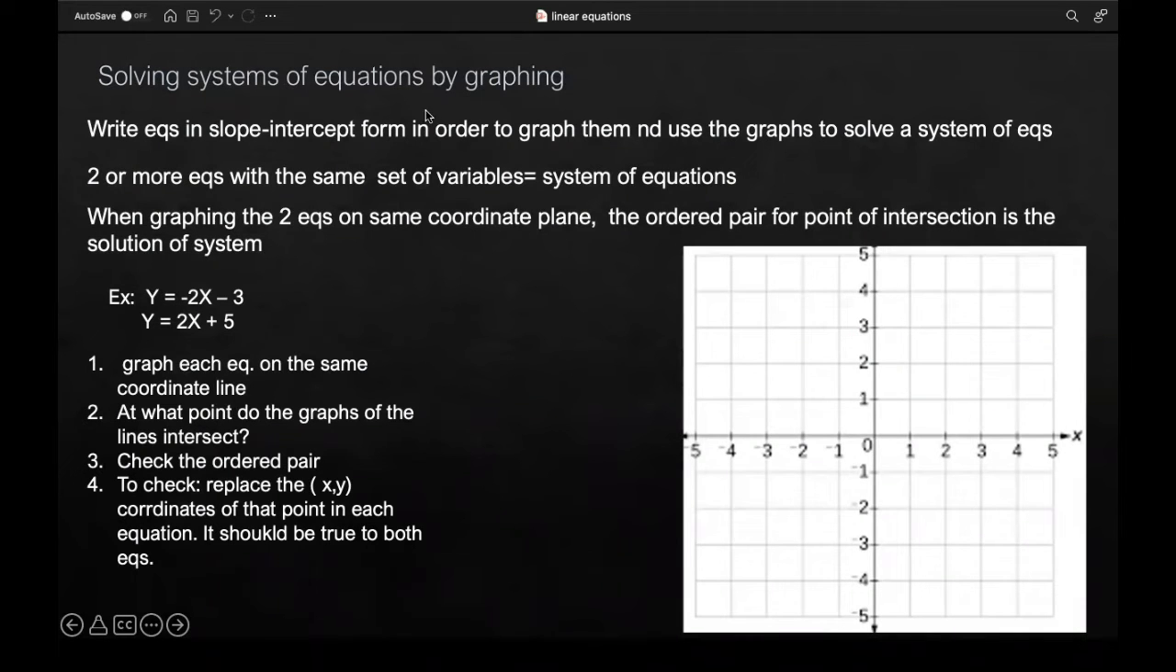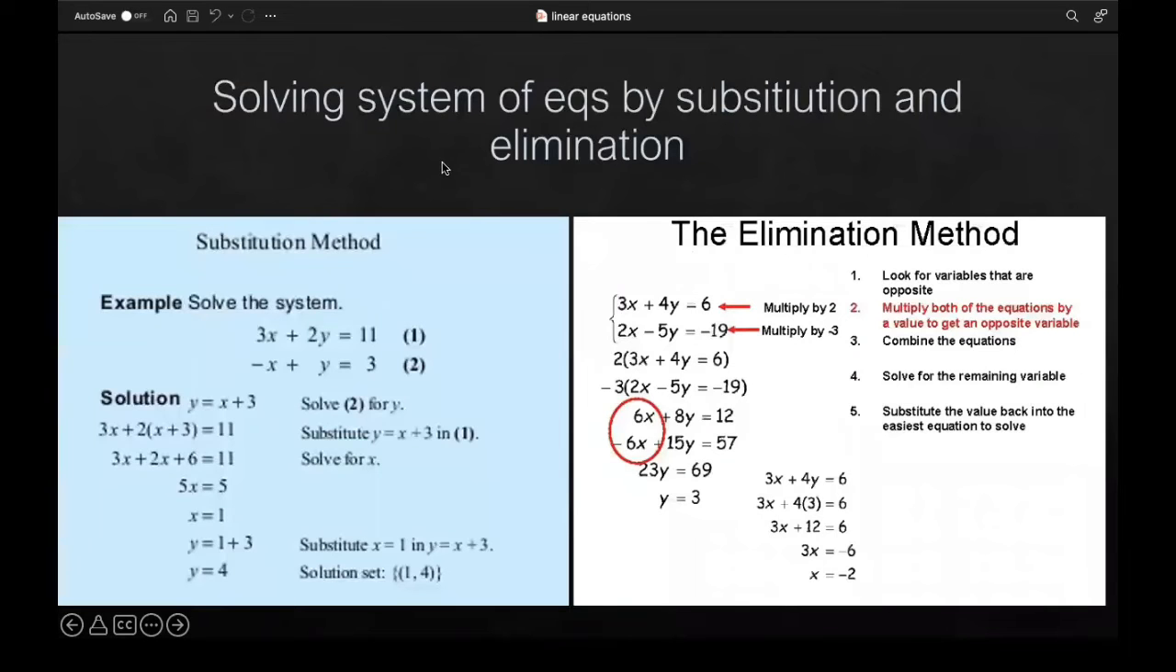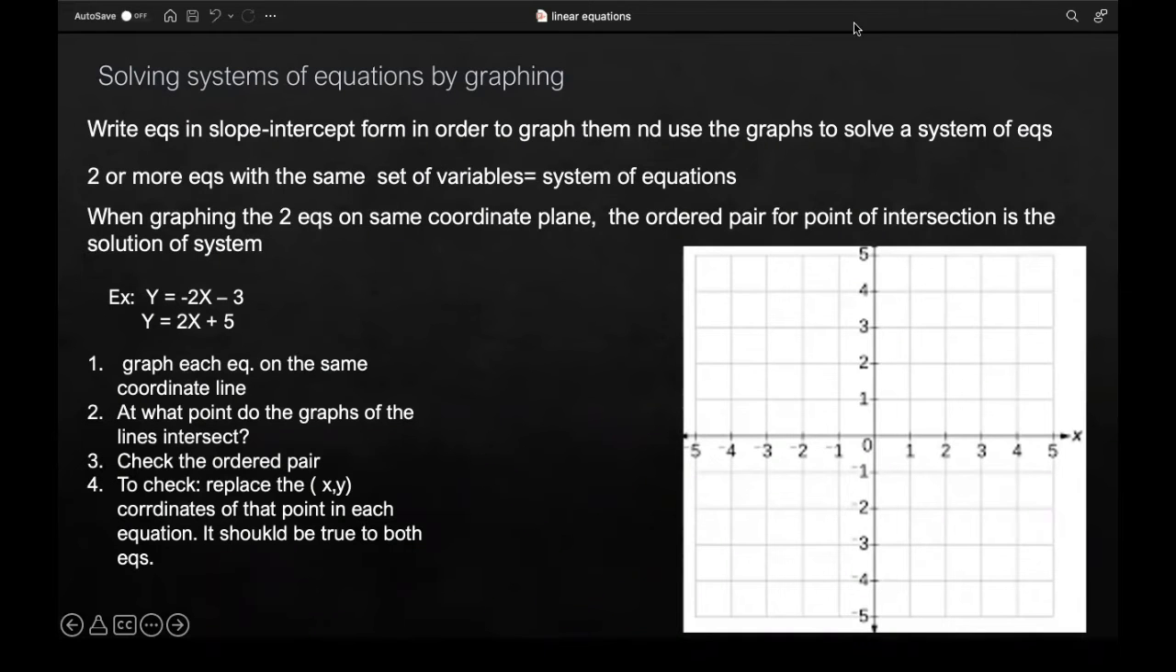Now, solving systems of equations by graphing. What is a system of equations? This means we need to be able to write equations in slope-intercept form, which is y equals m, the slope, x plus b, the intercept, in order to graph them and use the graphs to solve a system of equations. That was a mistake. So use the graph to solve.